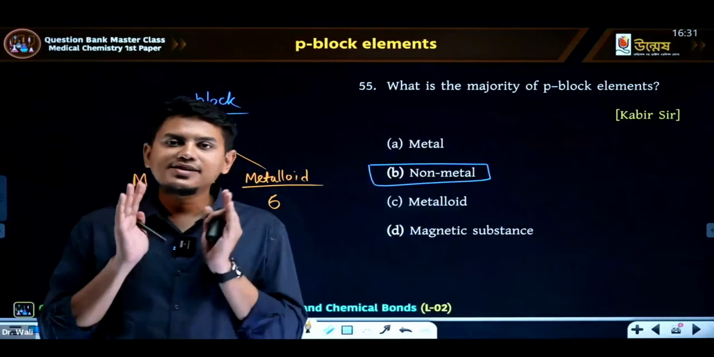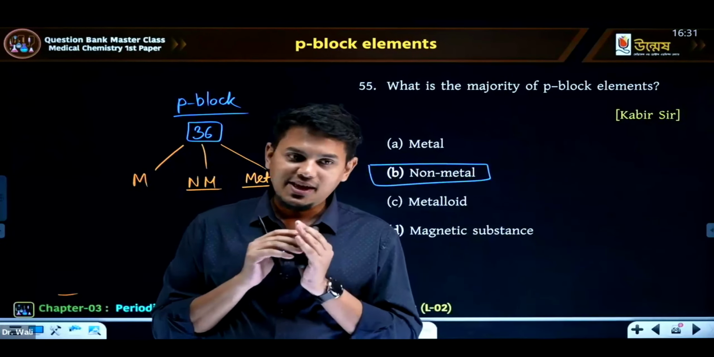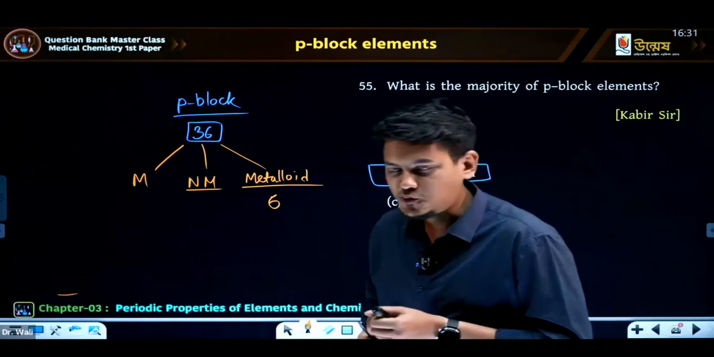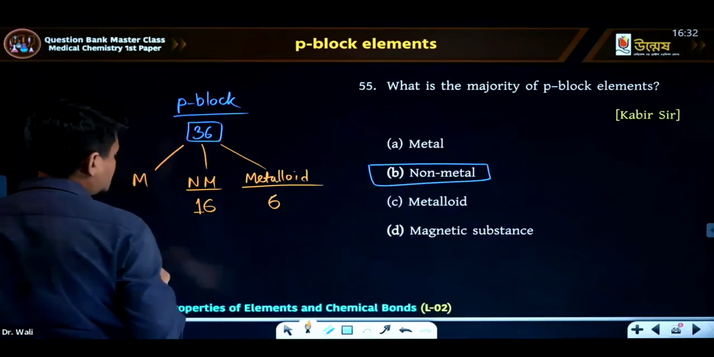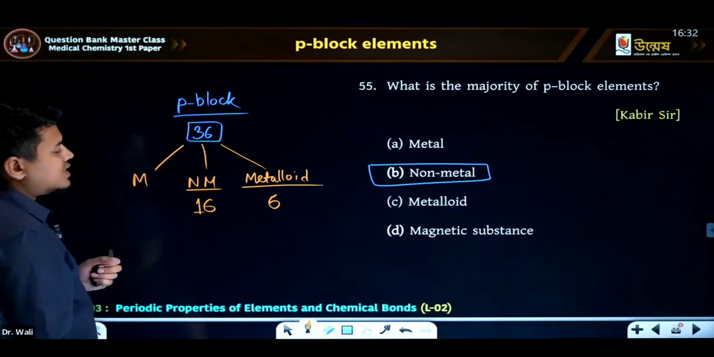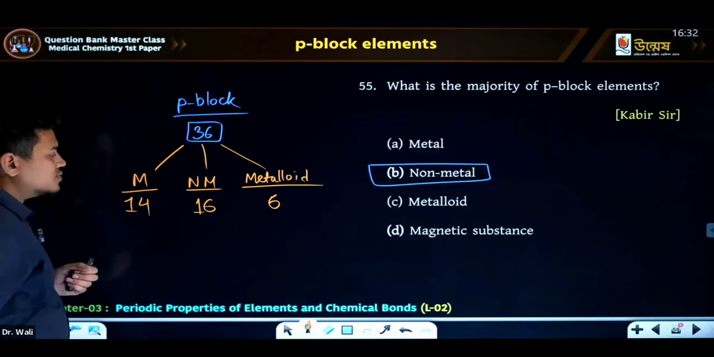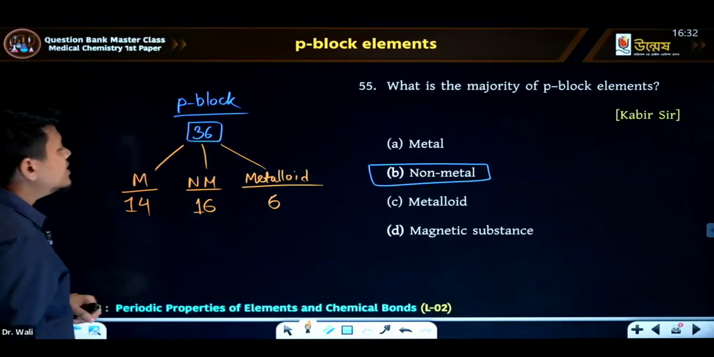Out of 118 elements, there are 18 non-metals. You should know that only 2 non-metals are placed in the s block, which are hydrogen and helium. So if we remove those two, we certainly get 16 non-metals which are placed within the p block. So 16 non-metals, 6 metalloids. How much will be the sum? It will be 22. And if you add 14 to 22, you will get the sum 36.